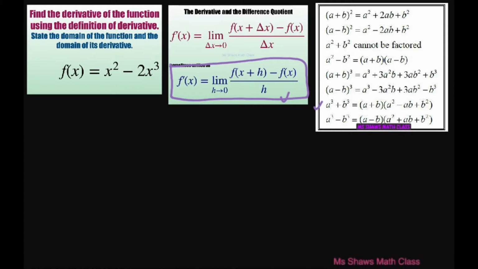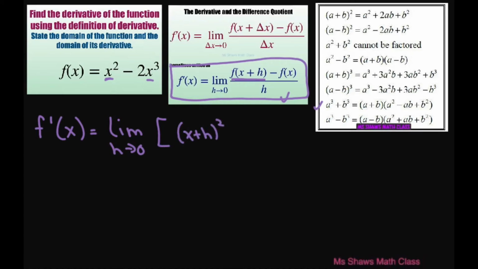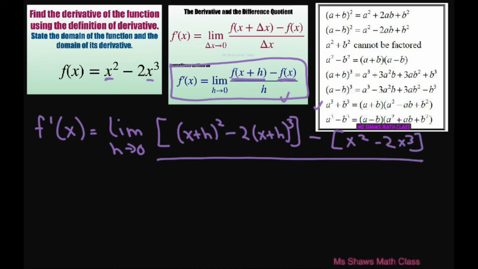So basically, using our definition, we're going to write f prime of x equals the limit as h approaches 0. Now, f of x plus h. That means everywhere there's an x, you put x plus h. So this is going to be x plus h squared minus 2 times x plus h cubed. All right. And then you subtract the whole function, and that's just going to be x squared minus 2x cubed. And this is all divided by h.